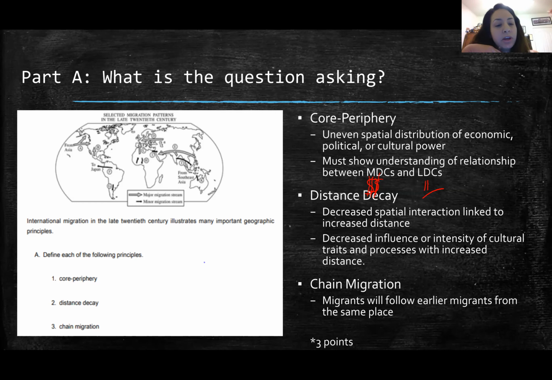Chain migration. So chain migration is where migrants will follow earlier migrants from the same place. Okay, remember I told you guys about how I lived in Los Angeles and how I lived close to Glendale. So Glendale has the largest population of Armenian people in the world. It's even larger than Armenia in terms of the amount of Armenian people that live there. And one of the big reasons is because you initially had Armenian people that were like, hey, California, this is great. It's beautiful. It's amazing. You guys should come because there's awful war and stuff going on in our home country.